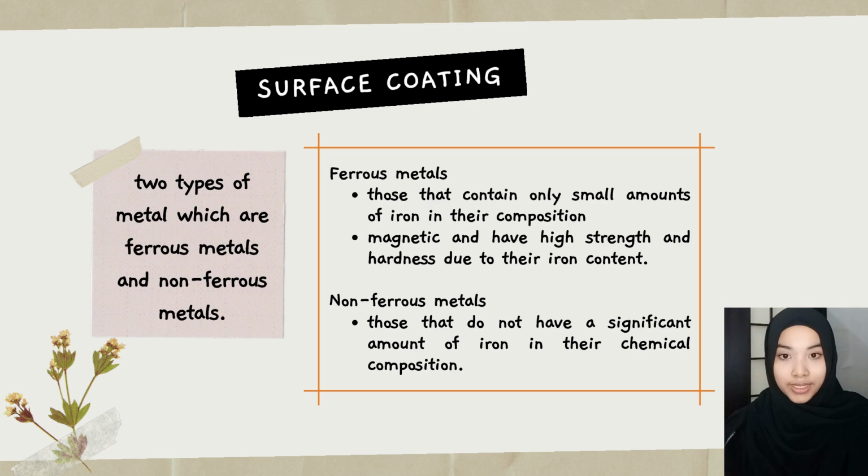There are two types of metals, which are ferrous metals and non-ferrous metals. Ferrous metals are those that contain iron in their composition. They are magnetic and have high strength and hardness due to their iron content. Meanwhile, non-ferrous metals are those that don't have a significant amount of iron in their chemical composition.